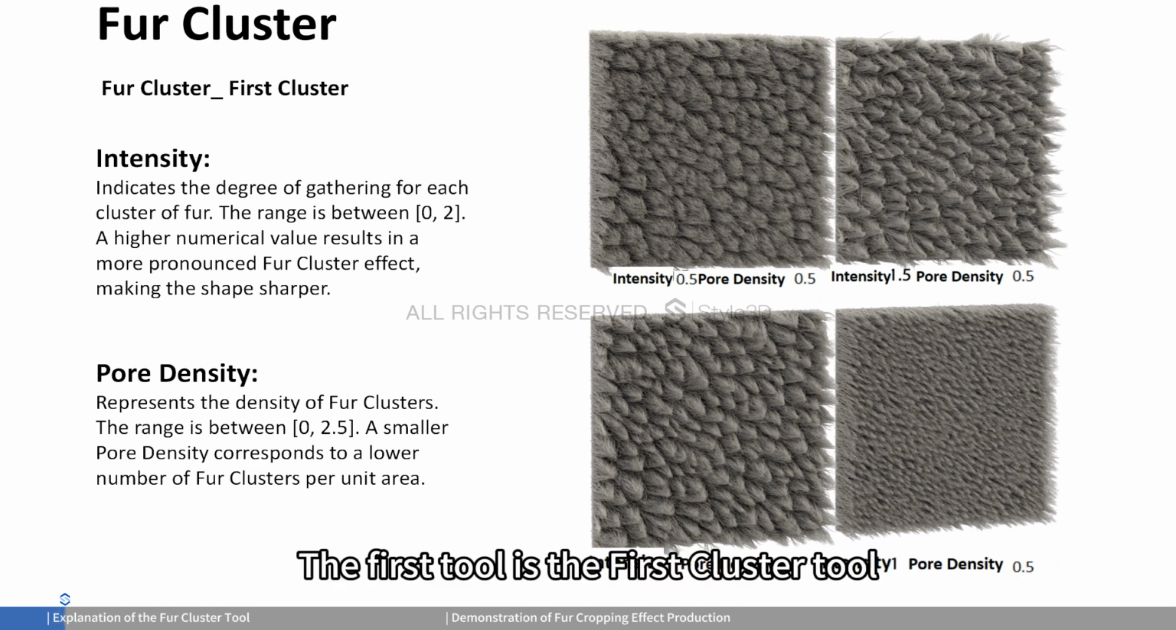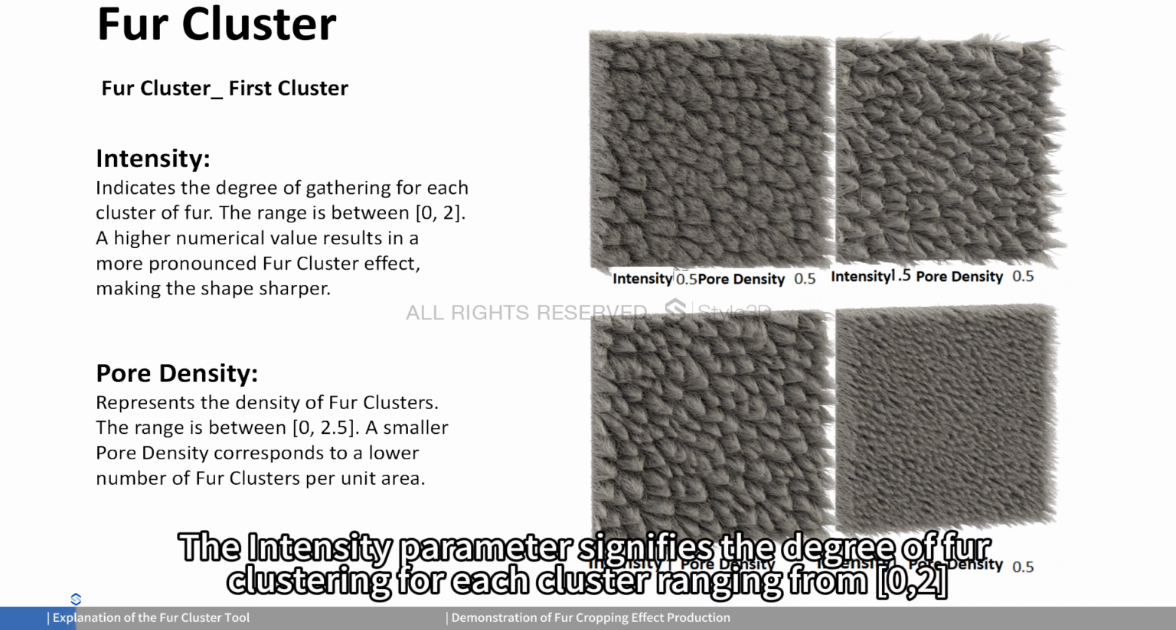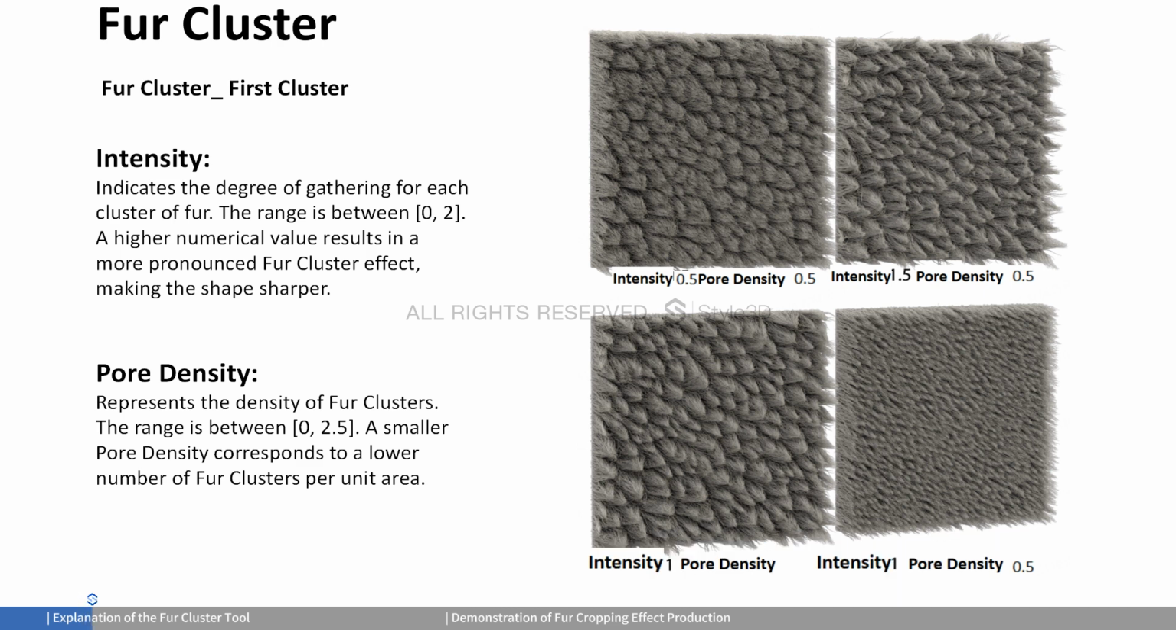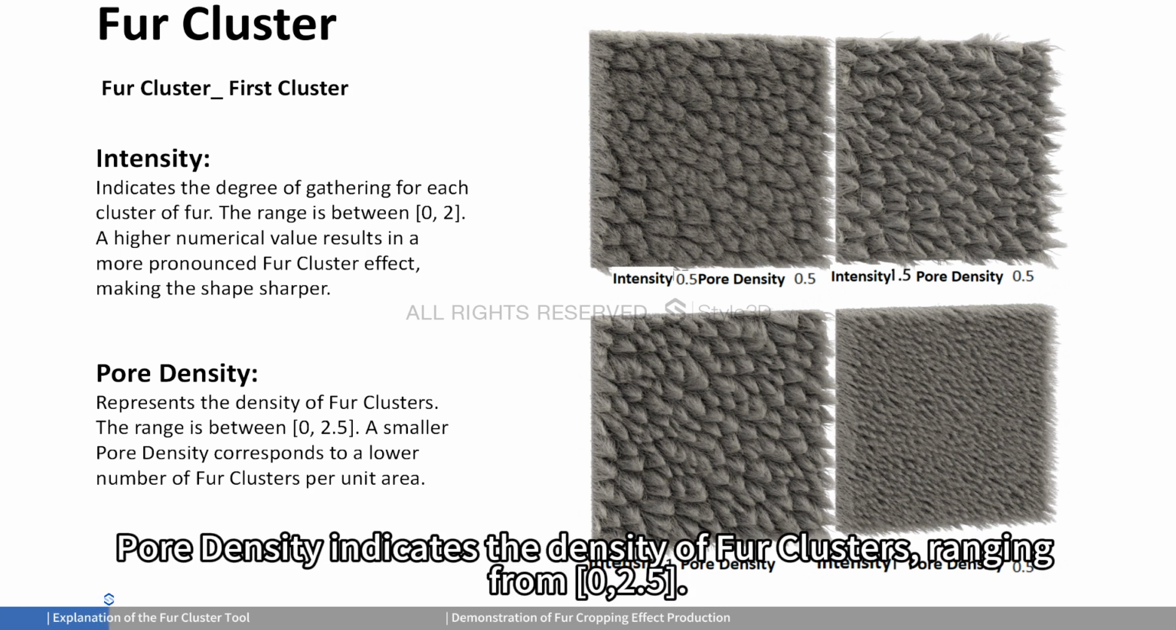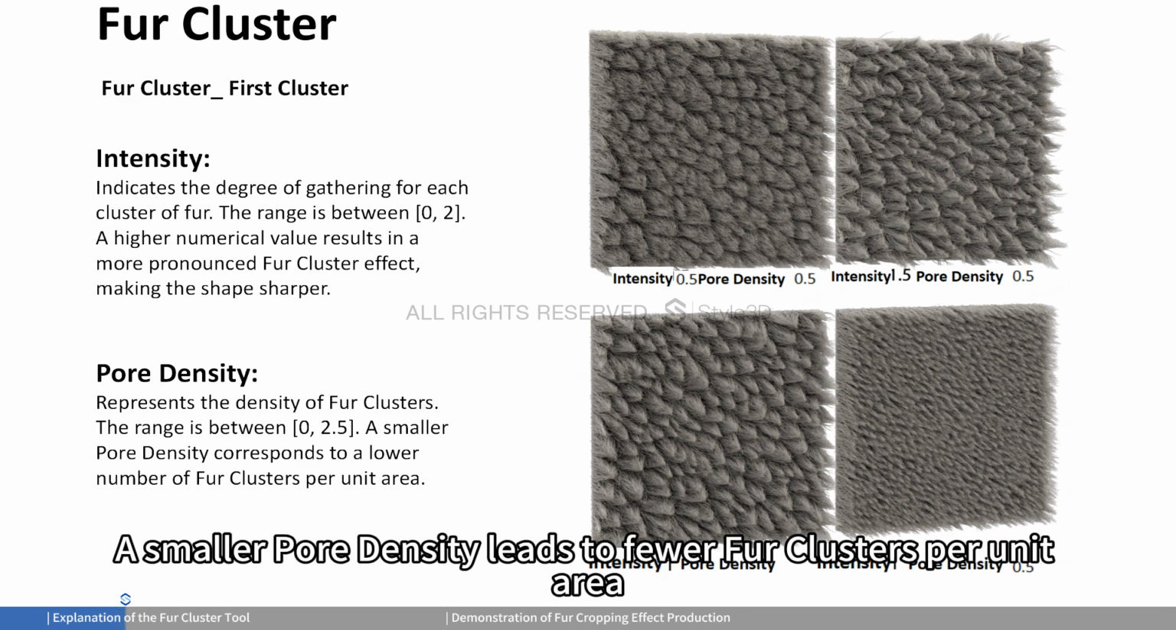The first tool is the fur cluster tool. The intensity parameter signifies the degree of fur clustering for each cluster, ranging from 0 to 1. A higher value accentuates the fur cluster effect, creating a sharper shape. Pore density indicates the density of fur clusters, ranging from 0 to 2.5. A smaller pore density leads to fewer fur clusters per unit area.